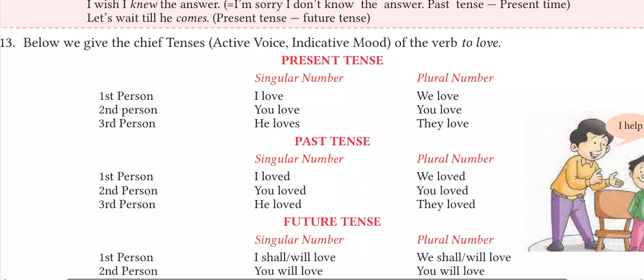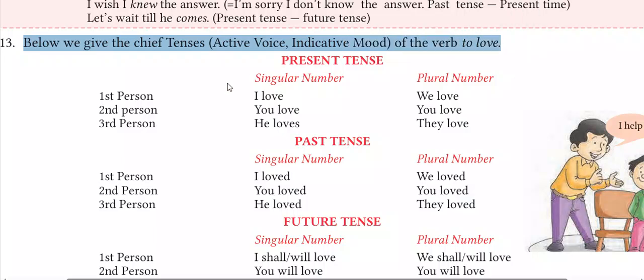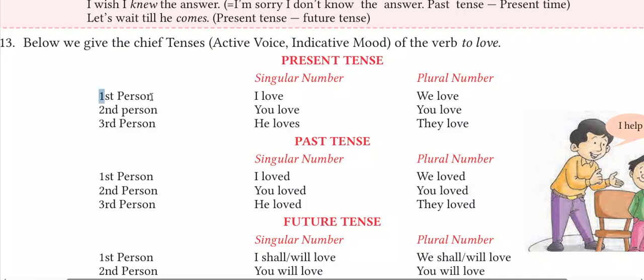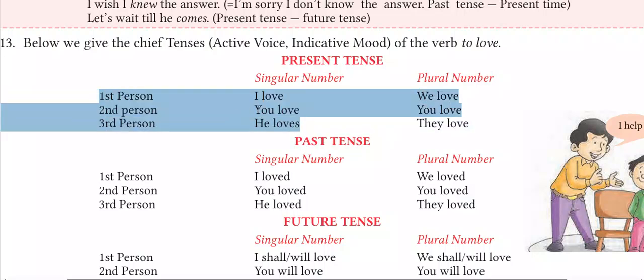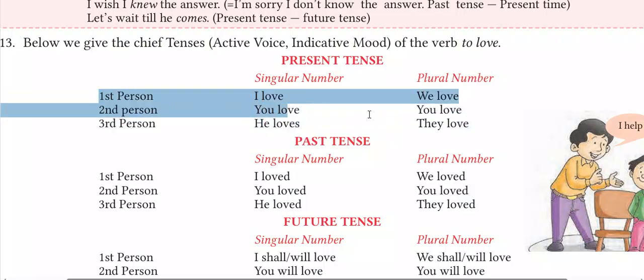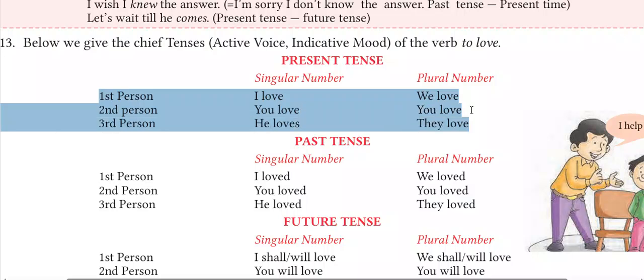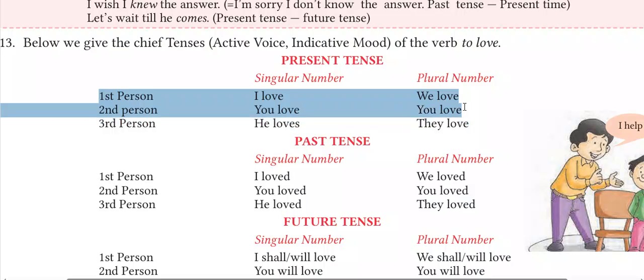Now in the given idea or point below, we give the chief tenses: active voice, indicative mode of the verb to love. Now see here, if there is first person singular, I should say I love, and we love, right? But whenever there is second person, you should say you love, and you love in plural, because "you" is both for singular and plural. Now third person: he loves and they love.